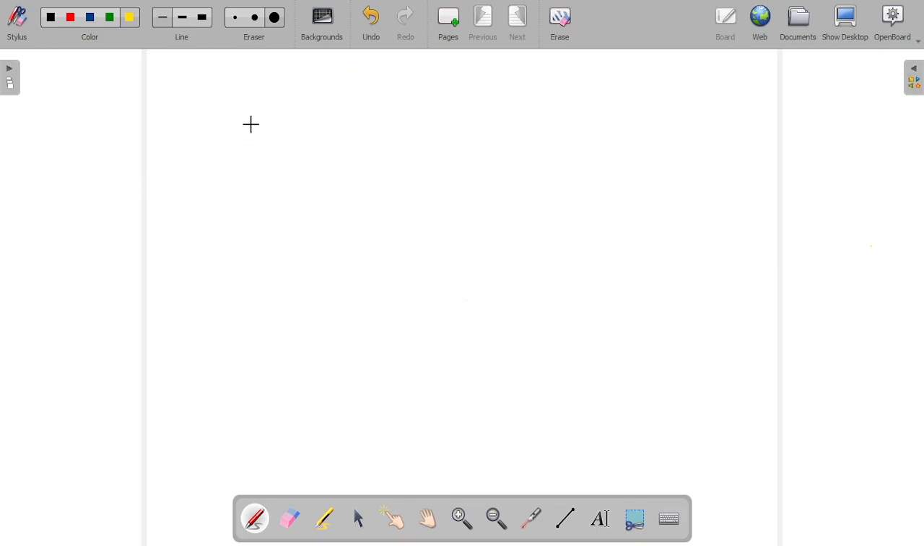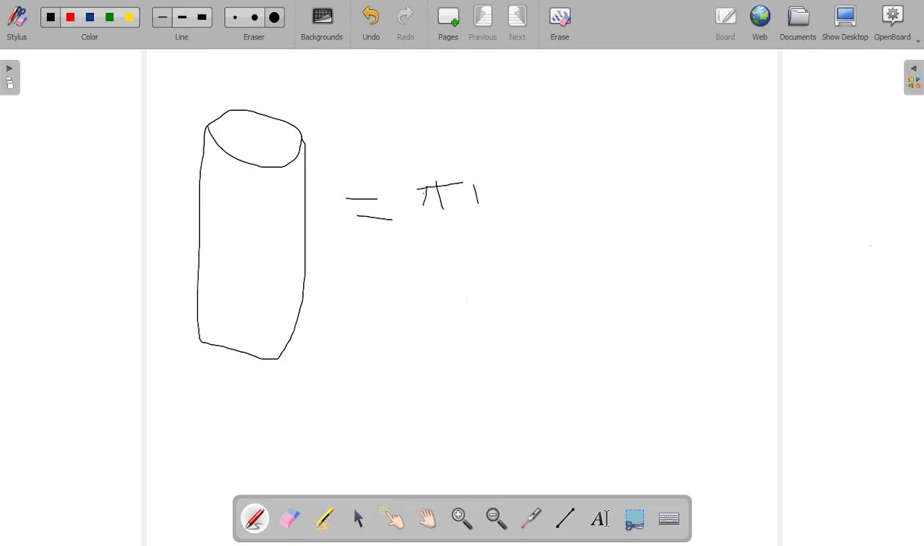So for instance, let's change the color. Here is the object. Let's calculate the volume of this object. In mathematics, we know that to calculate the volume of a cylinder, we use the formula pi r squared h. So we know pi is equal to 22/7. We haven't determined the radius yet, and we know the height. How do we determine the height? By getting the length of this, which is very simple.